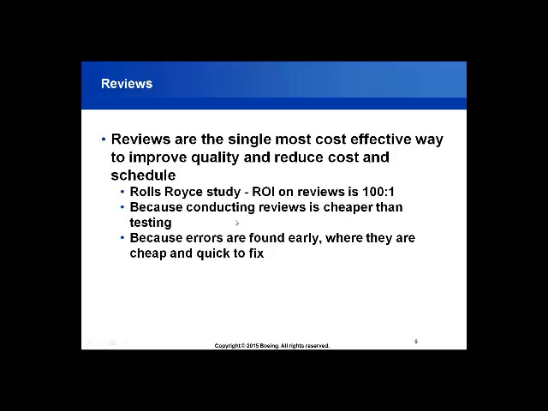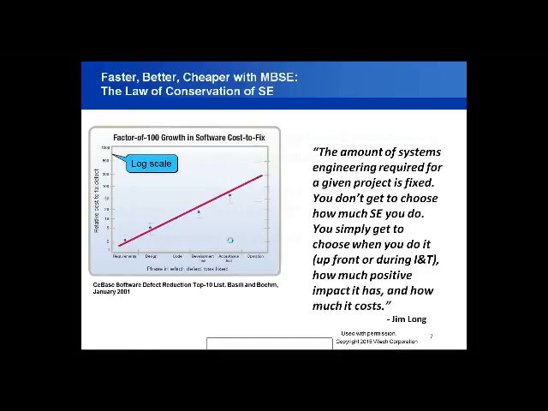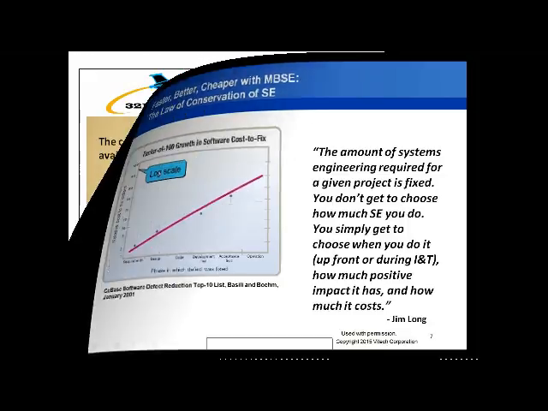The reason for this is that conducting reviews is cheaper than testing, and because you can find errors very early in reviews, and the earlier an error is found, the cheaper and quicker it is to fix. So you can see here from this study on software that the earlier in the life cycle you find an error, the cheaper it is to fix. This is a log scale.